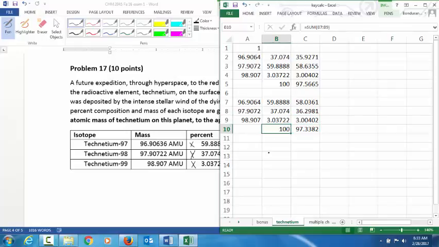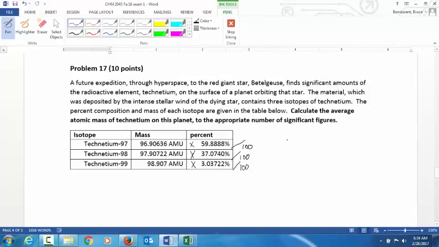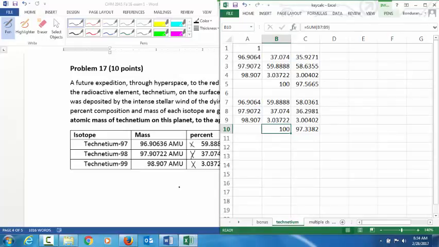Over here I've just checked to see that the sum of the percents adds up to 100. Now, one of the issues that I think I ran into most on this one was significant figures, because if you look at the percentages here, so let me pull this up. Essentially, we end up with 97.3382.